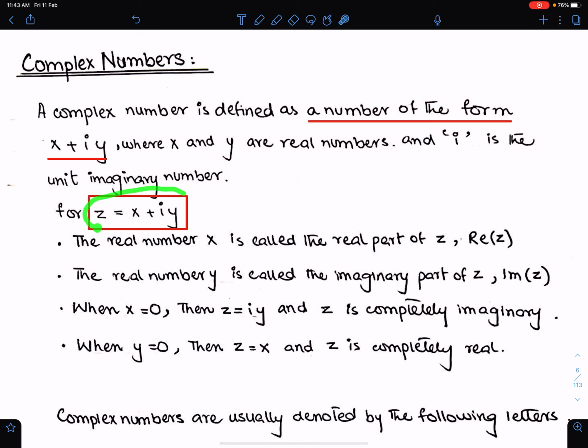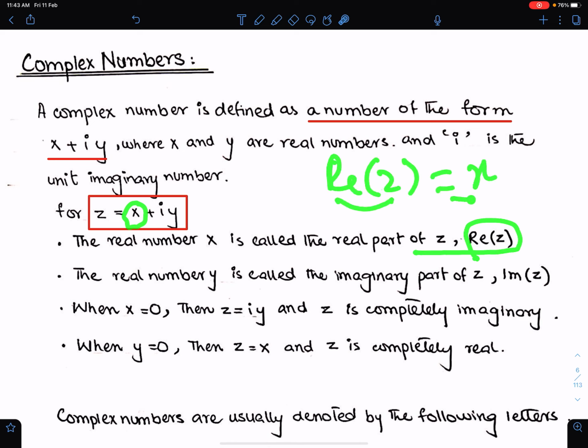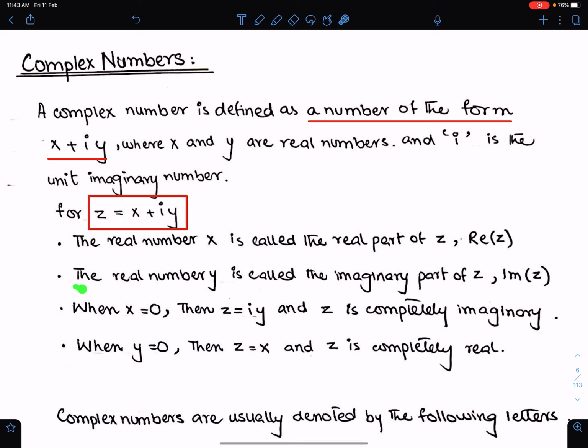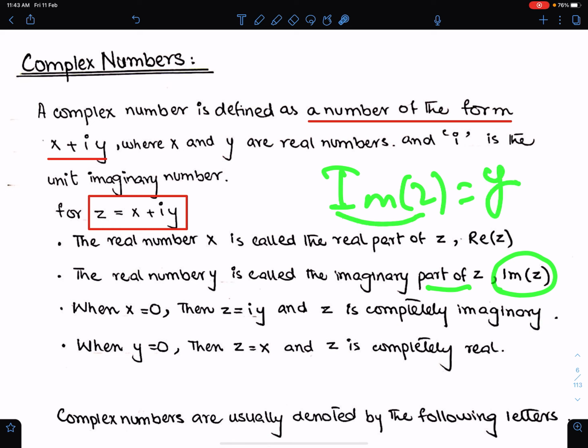For complex number z equal to x plus iy, the real number x is called the real part of z, and you can write this as real part of z is x. The real number y is called the imaginary part of z, and you can write this as imaginary part of z is y. Just write y, don't write i here.